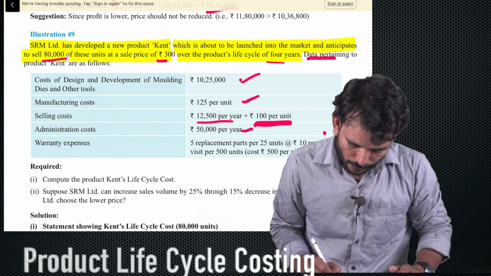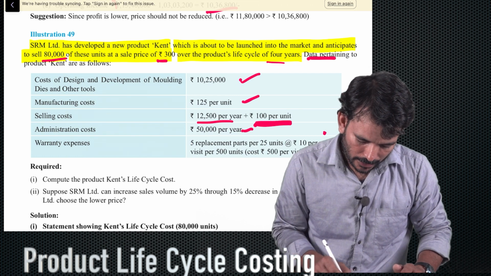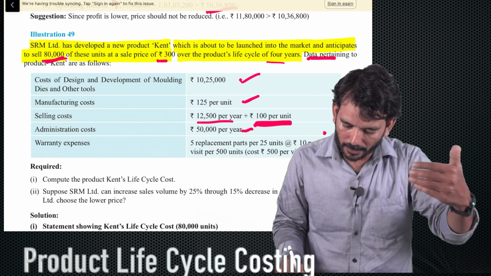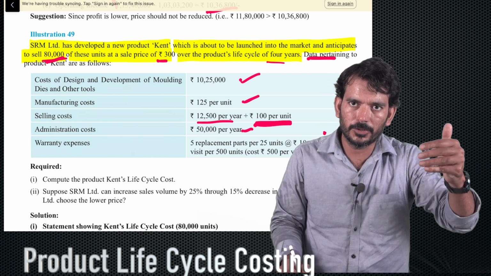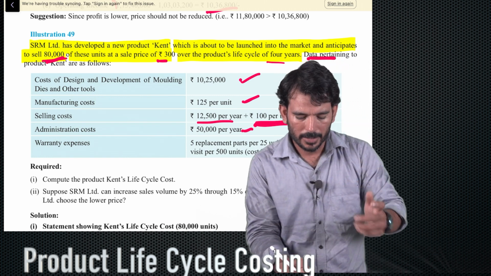Warranty expenses: 5 replacement parts per 25 units. So how many units are you going to sell? You are going to sell 80,000. 80,000 divided by 25 units multiplied by 5. So you will come to know how many units there will be a replacement, and you will be incurring 10 rupees per part, multiplied by 10. Okay, I will show once again.